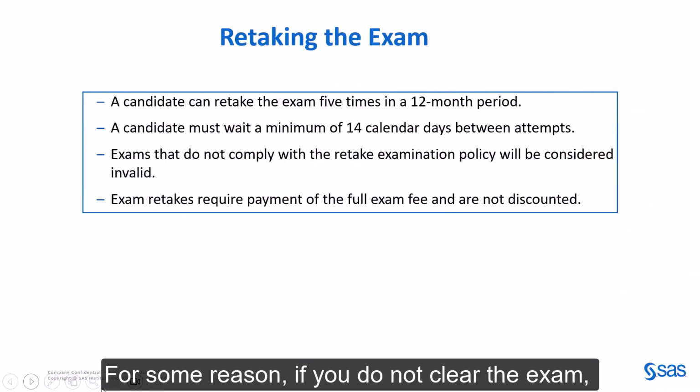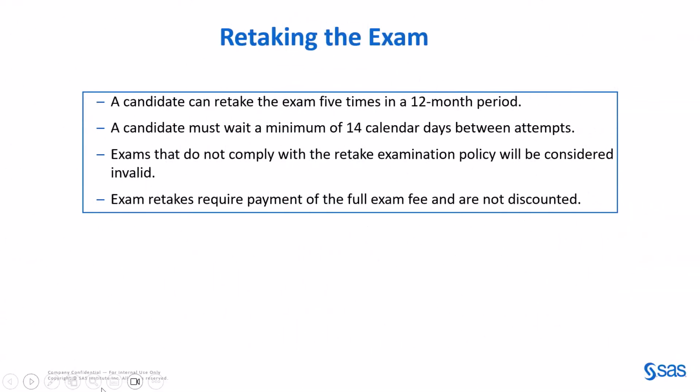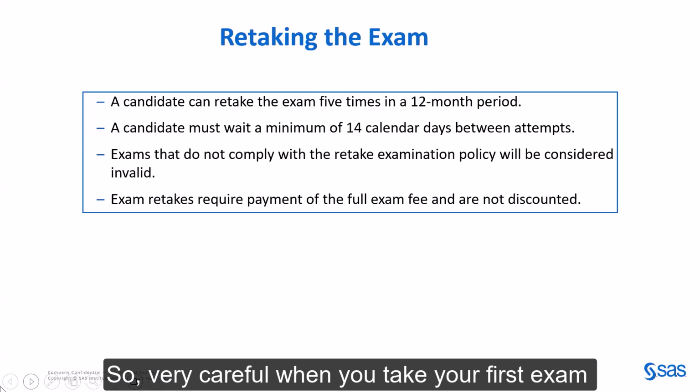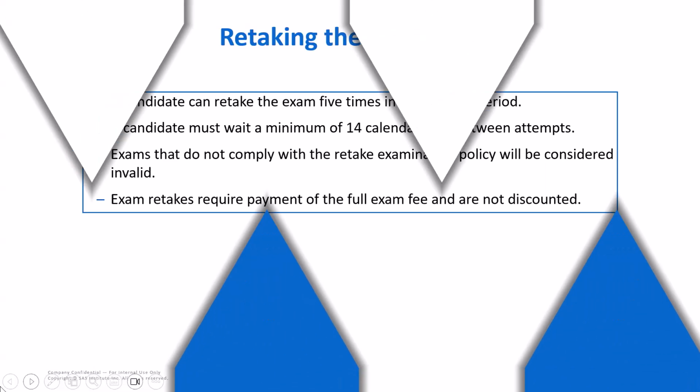For some reason, if you did not clear the exam, you can take 5 attempts in a 12-month period. A candidate has to wait for a minimum of 14 calendar days between attempts. Exams that do not comply with the retake examination policy will be considered invalid. Exam retakes require payment of the full exam fee and are not discounted. So be very careful when you take your first exam.